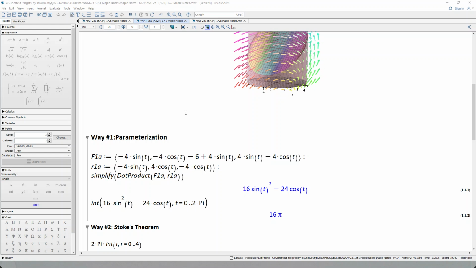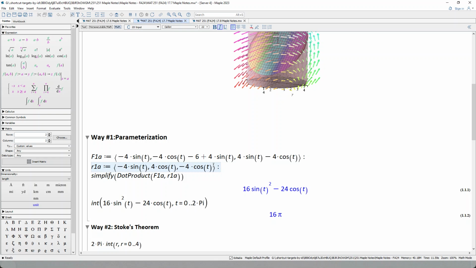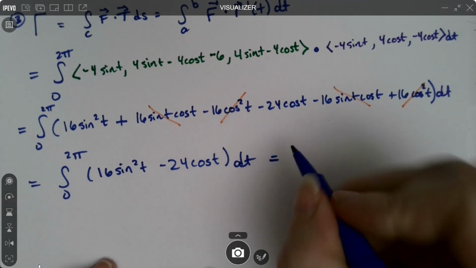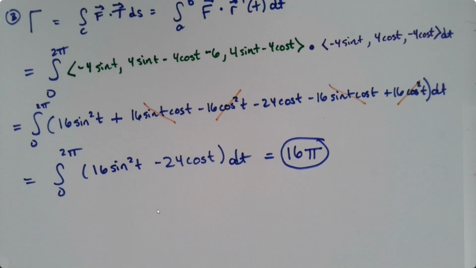By the way, I also wanted to double check my dot product just to make sure, because that's a lot of multiplication and a lot of terms. So I typed in my vector field and I typed in my parameterization and then I said, hey, find me that dot product and simplify it, and sure enough, I did do it correctly. And then I integrated that from 0 to 2 pi and I come up with 16 pi. Lovely. Okay, so this is 16 pi. Now we need to do it all again using Stokes' theorem, but we'll do that in the next video.